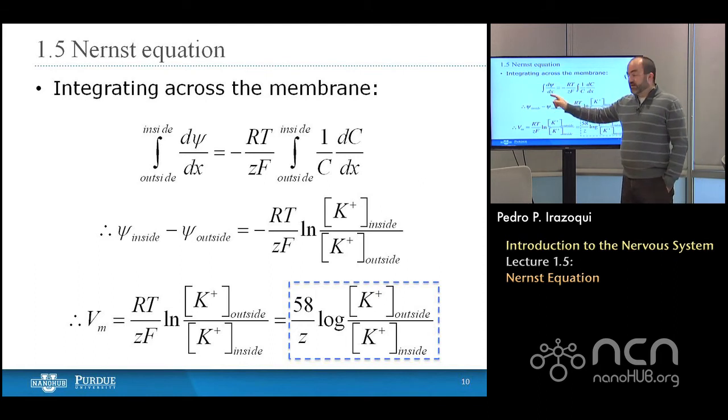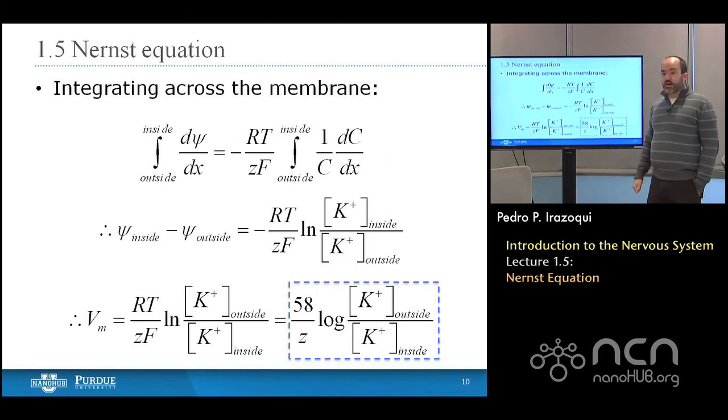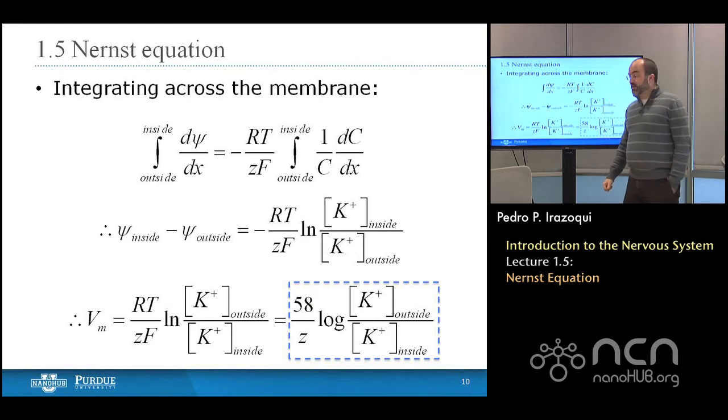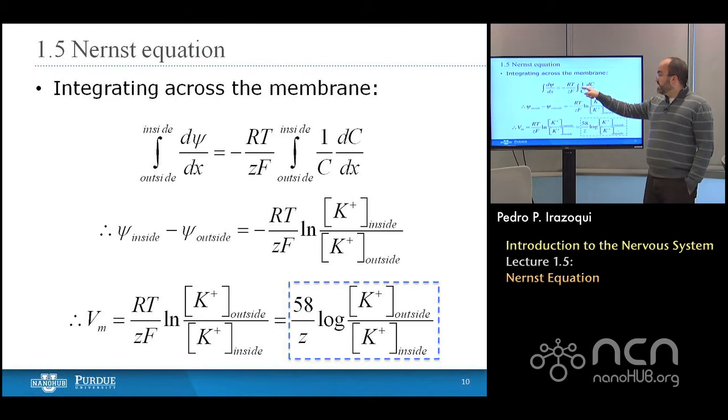Therefore, integrating the left-hand side will give you the local potential inside minus the local potential outside, which is the membrane voltage. So we're getting there. Integrating the right-hand side of the equation, the minus RT over zF has come out in front. The integral of 1 over c is the natural logarithm of c inside versus c outside.